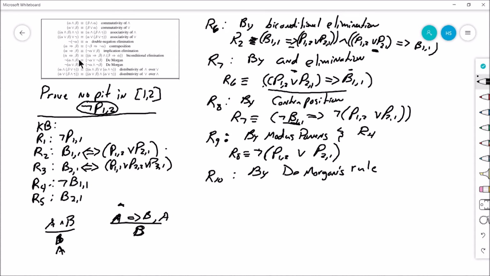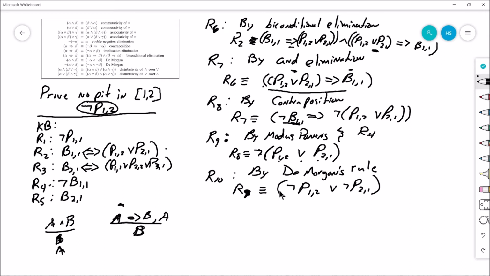Not (A and B) is equivalent to not A or not B. Sorry, by A I mean alpha, and by B, beta. By De Morgan's rule, not (alpha and beta) is logically equivalent to not alpha or not beta. So R8 is logically equivalent, by De Morgan's rule, to not P1,2 or not P2,1. Okay? So I've gotten, or sorry, this should be R9.